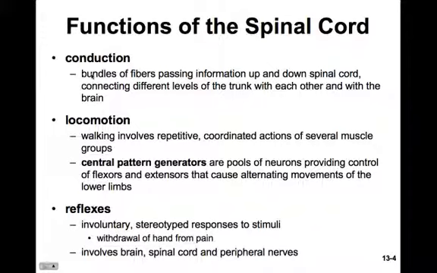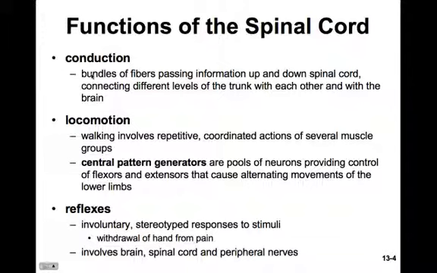And the third component are reflexes. These are involuntary, stereotyped responses to stimuli, like withdrawal of a hand from a hot stove, or the patellar tendon reflex, where the doctor hits you with a little mallet in the patellar tendon and your knee will jerk. These reflexes involve the brain sometimes, and the spinal cord, and peripheral nerves. Not always does the information get sent up to the brain before a response is elicited, but eventually the brain will get that information.